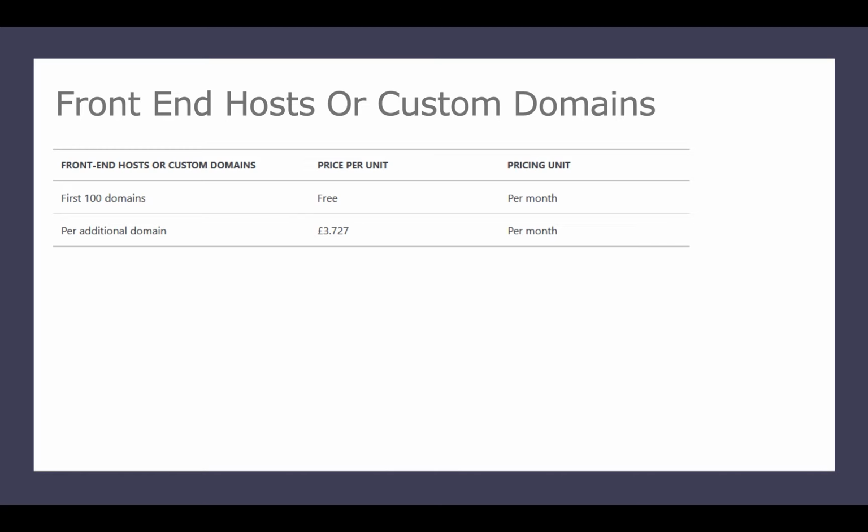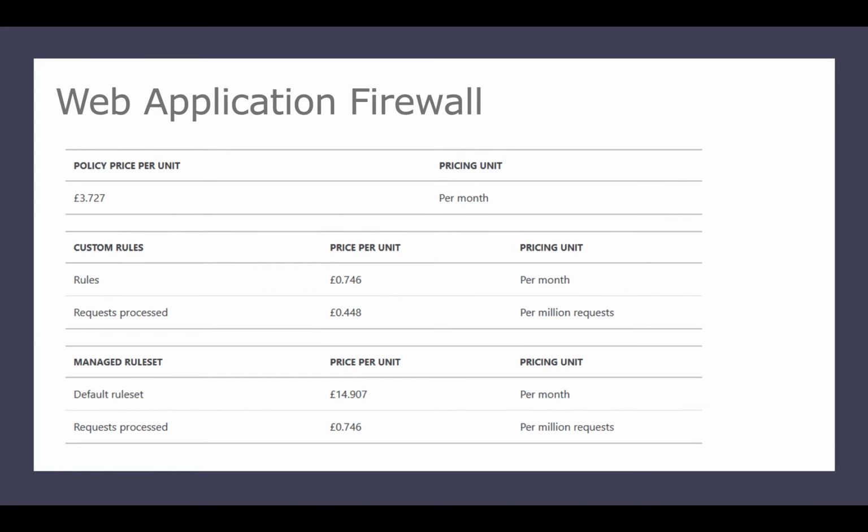And then there's front-end hosts or custom domains. The first 100 are free and additional domains are charged. And then there's the web application firewall. This is an additional module you can enable if you wish, and that bolts onto your Front Door service and has a monthly cost associated with it, and then costs for the various rules and rule sets that you apply.